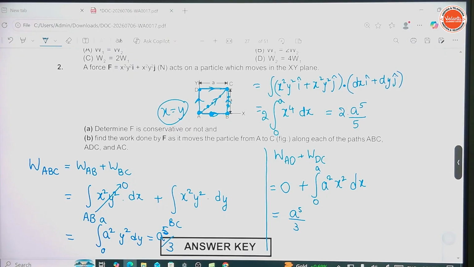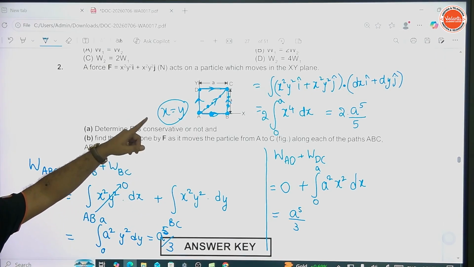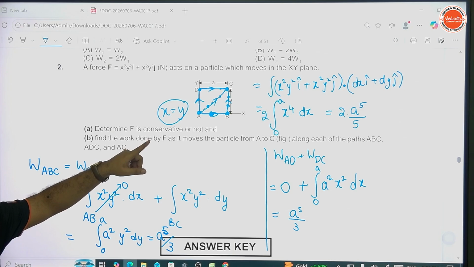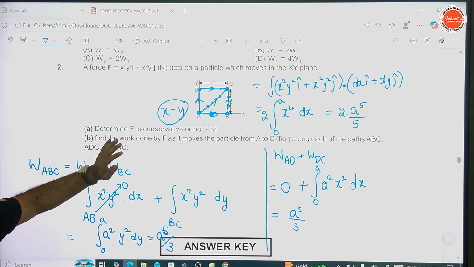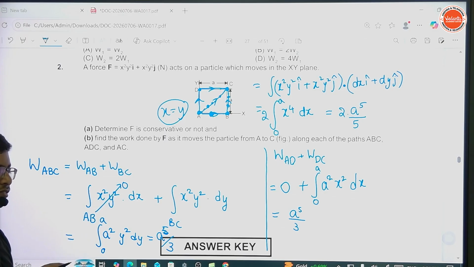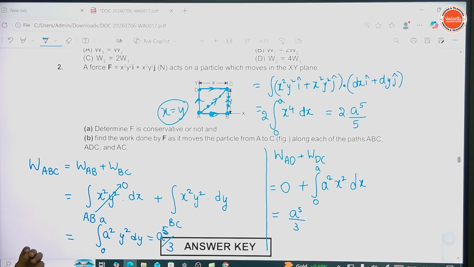Got it now, right? So they are asking whether F is conservative or not. Is it conservative? No, right? So your work done along ABC and ADC is the same, but it is not equal to the work done along the AC path. Understood now? So we should not come to the conclusion that if work done along any two paths that are chosen is the same, then don't directly say that.